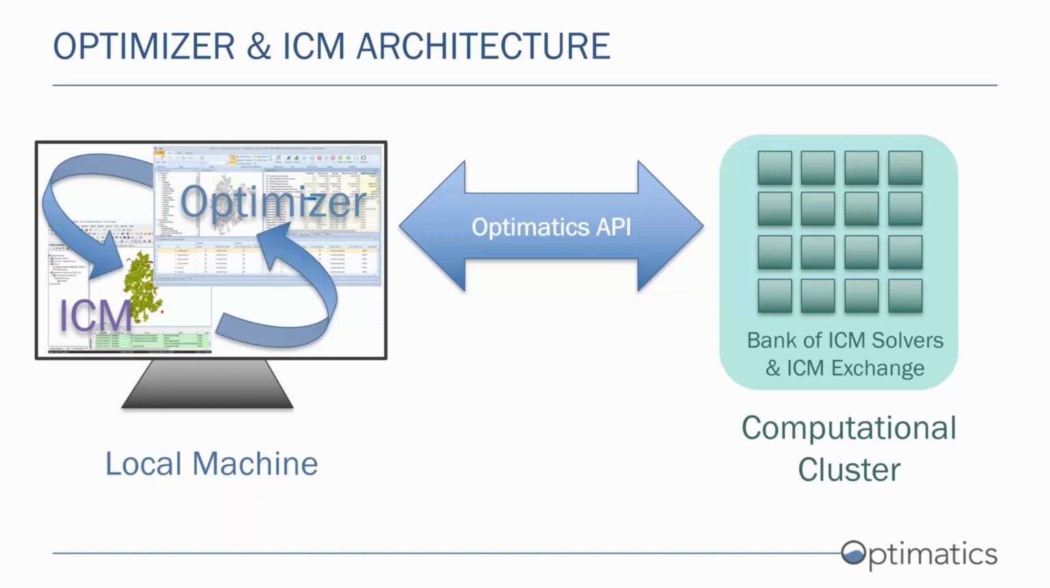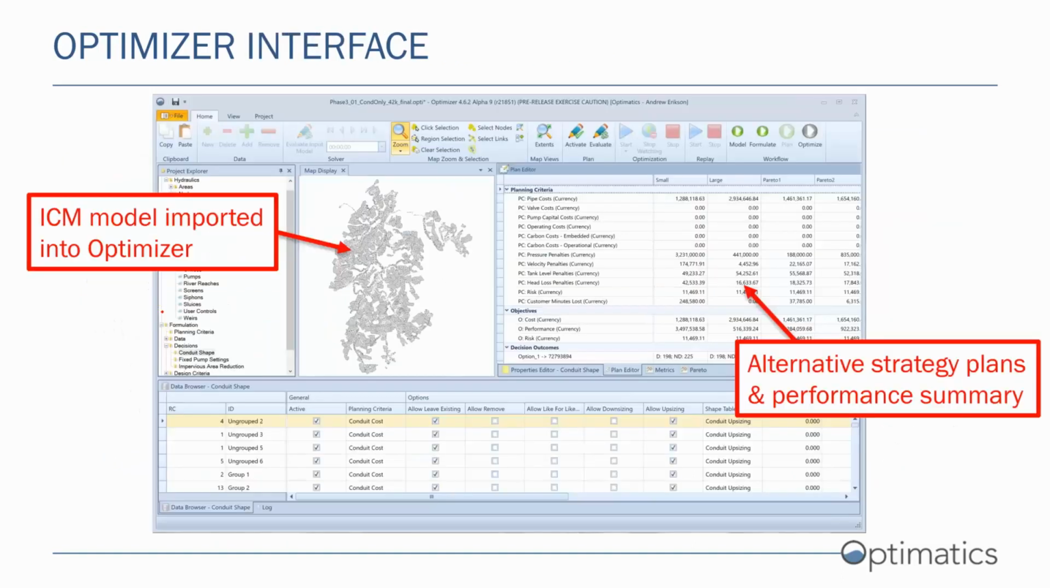So I've just got a few slides here to give you an idea of the Optimizer interface. We've got a map display in the middle where you've got your ICM model that's been imported. On the right-hand side, we have our plan editor, and this is where each column represents alternative strategies. We can see the decision outcomes down the bottom, and you can see a summary of their performance. So this is how you can interact with different strategies.